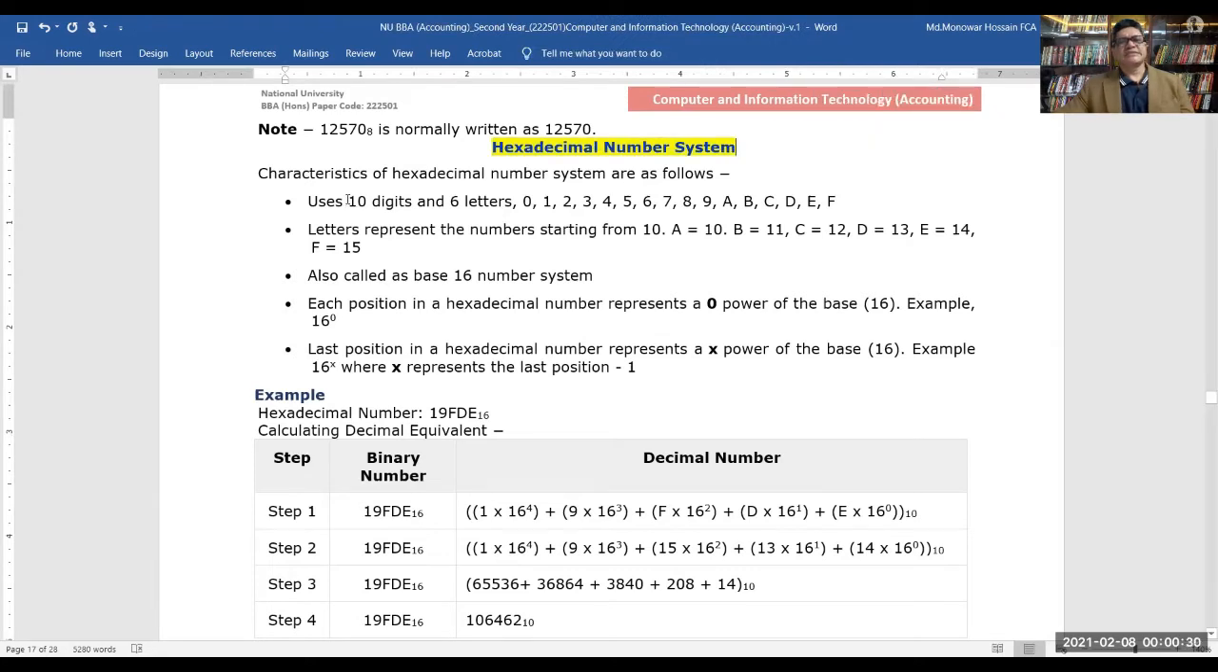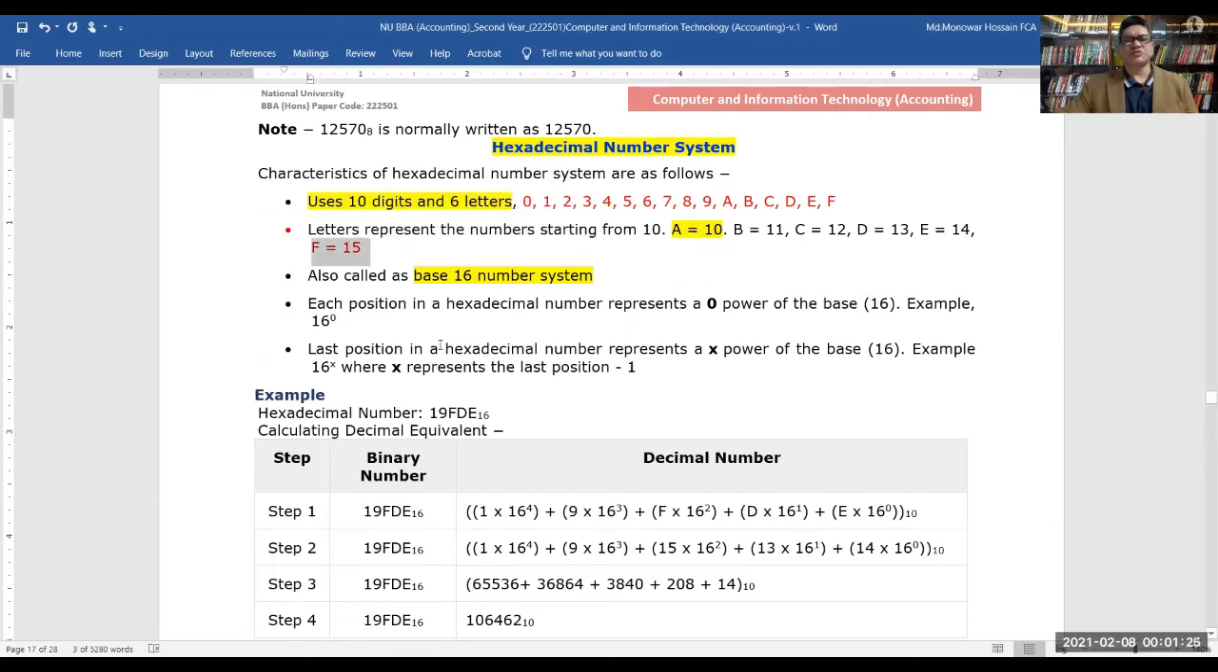Now what's the hexadecimal system? Here the total is 16 base. Its base is 16. It is a base 16 number system, with 10 digits and 6 letters. That means 0, 1, 2, 3, 4, 5, 6, 7, 8, 9, A, B, C, D, E, F. Total 16 symbols. The letters represent the numbers starting from 10. That means A equals 10, B equals 11, C equals 12, D equals 13, E equals 14, and F equals 15.